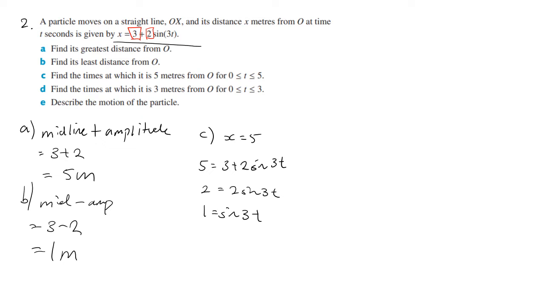Now, let's draw a quick unit circle here. Sine is only positive when it's 90 degrees. So that's 1. If it's there, then it's 0, right? Because we're looking at the y-coordinate. That's 1, and that's negative 1. That's 0, and that's 0. So we know that sine pi on 2, which is 90 degrees, is equal to 1. So 3t is equal to pi on 2. Now we need to have a look at the period of the graph.